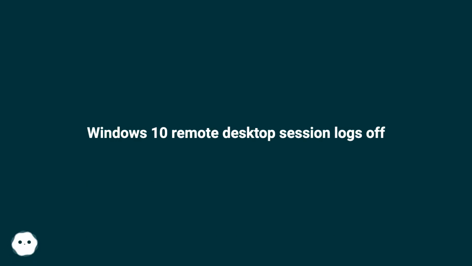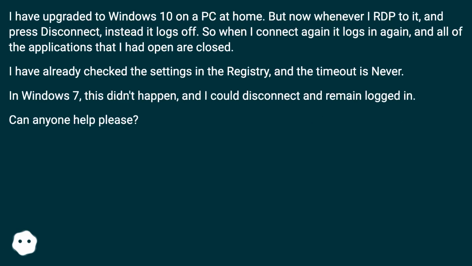Windows 10 Remote Desktop session logs off. I have upgraded to Windows 10 on a PC at home, but now whenever I RDP to it and press disconnect, instead it logs off. So when I connect again it logs in again, and all of the applications that I had open are closed.